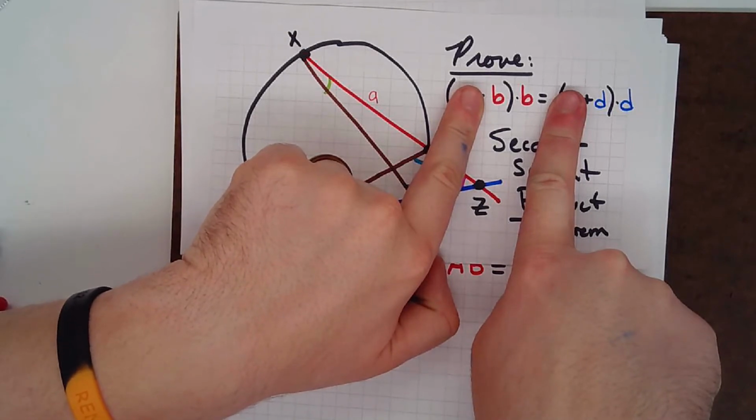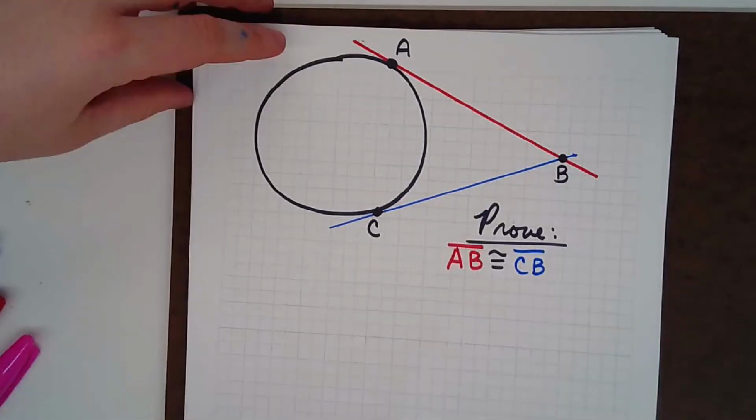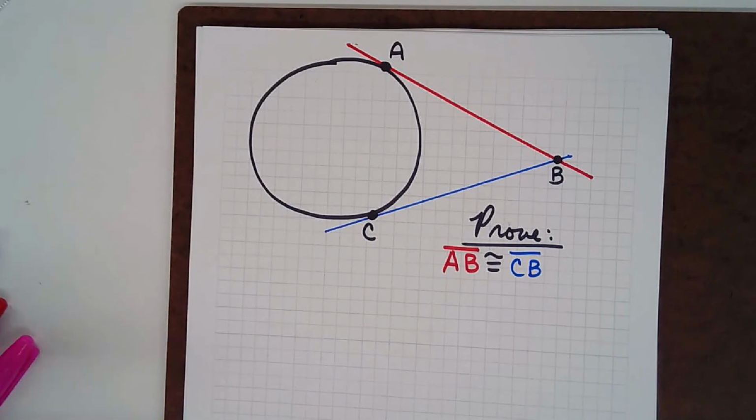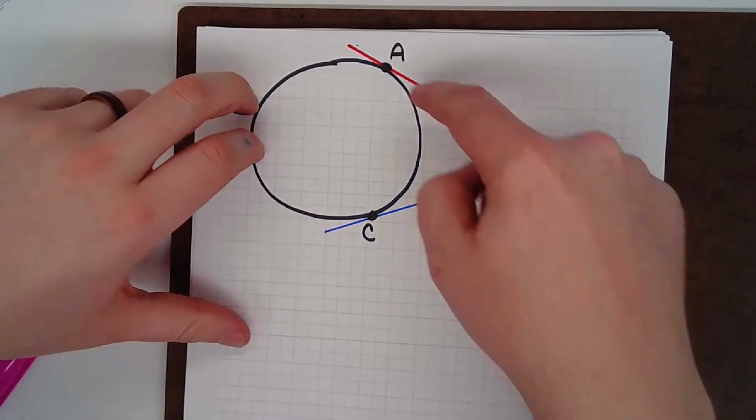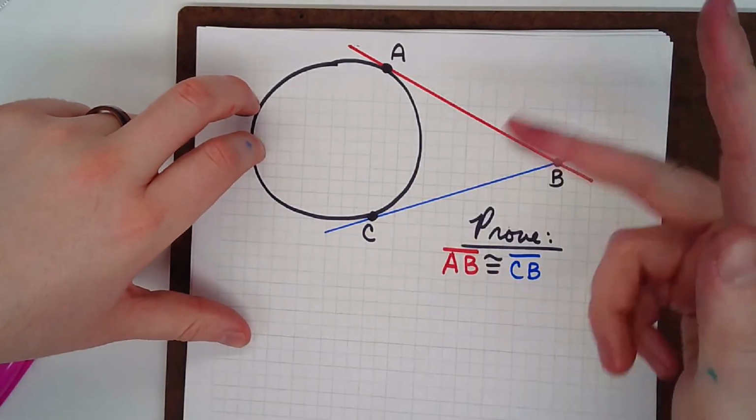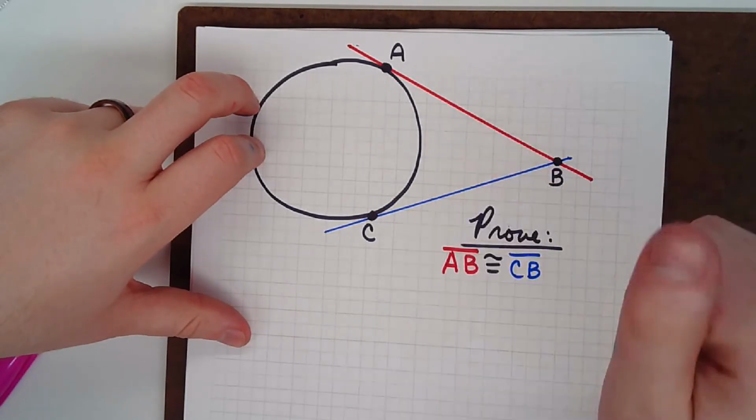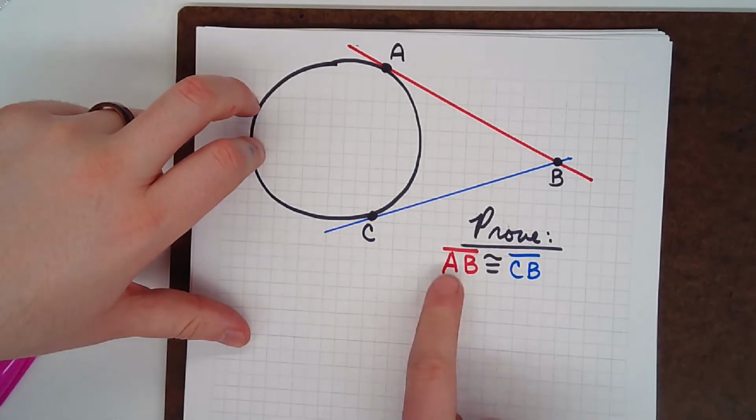So if B squared equals D squared, right, this thing's B squared and this thing's D squared, or vice versa, then these two must be equal. So what we're trying to prove here is that AB is congruent to CB if these two are tangents.